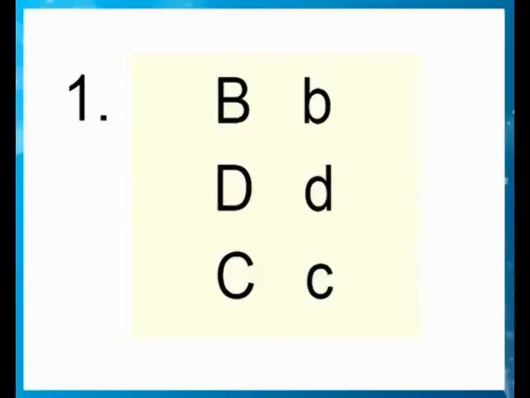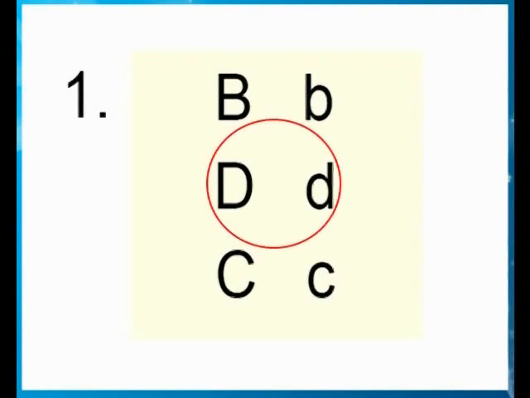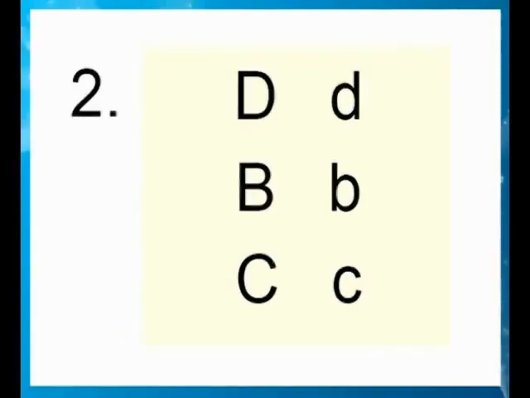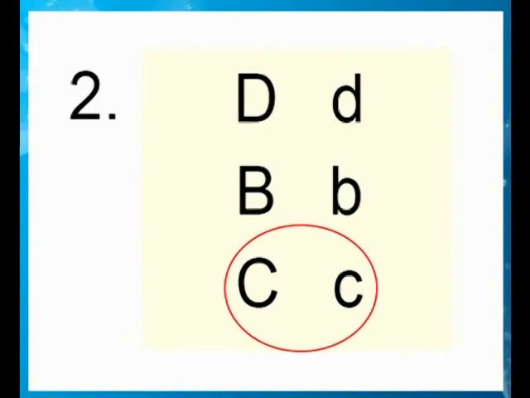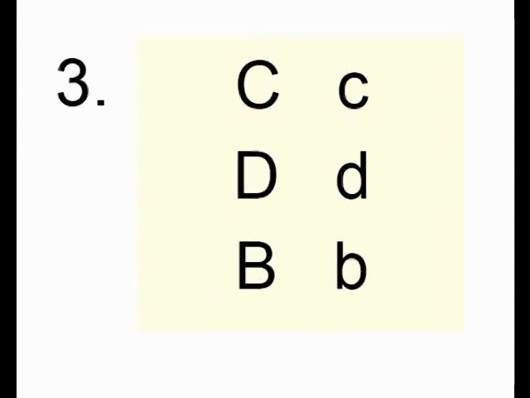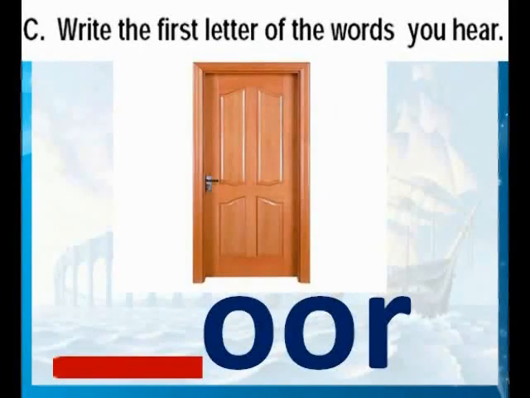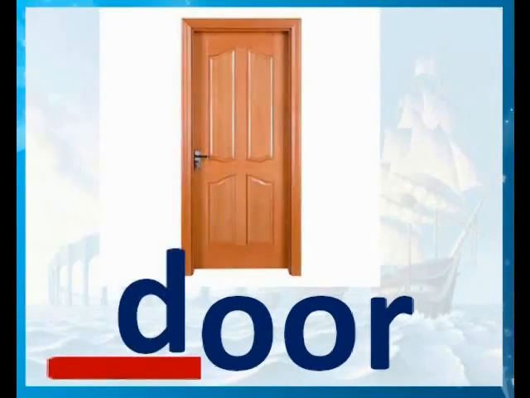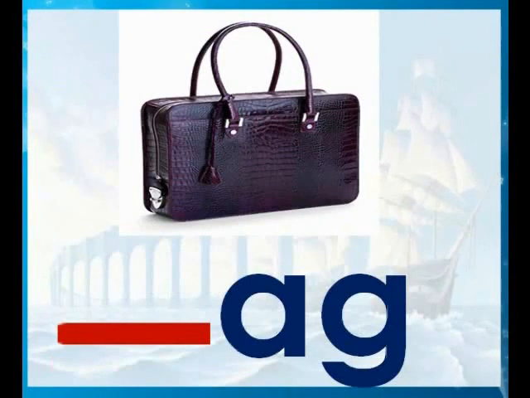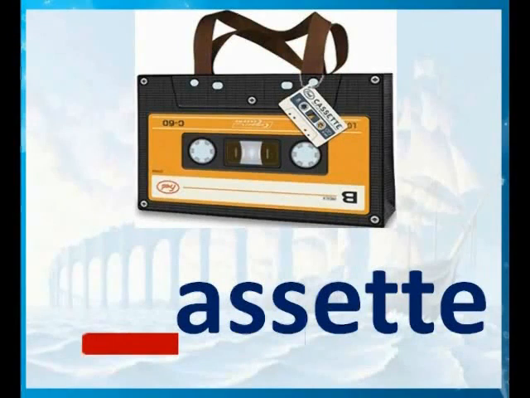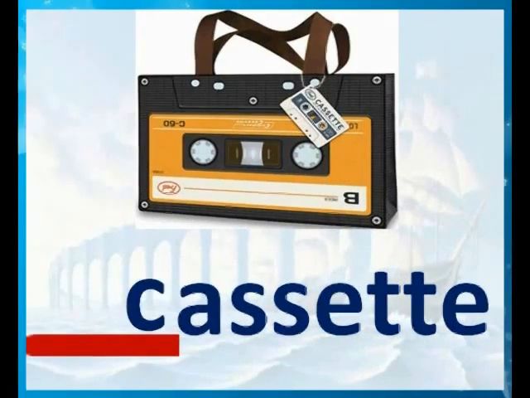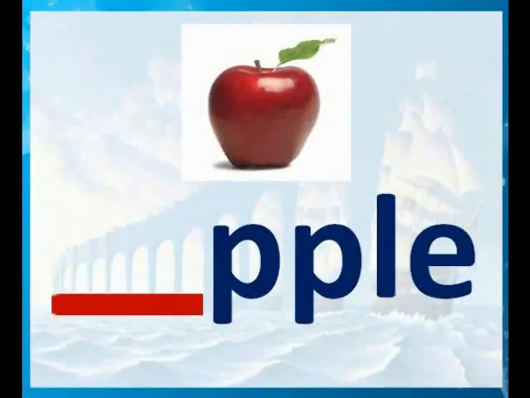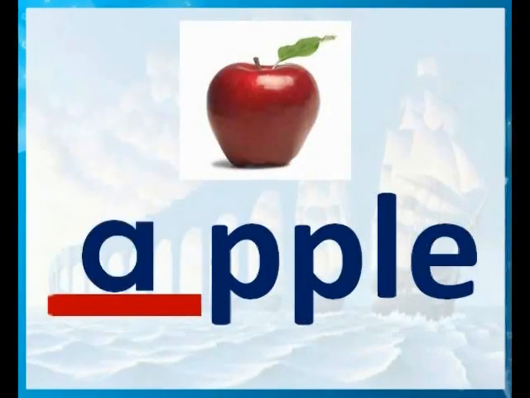Task B. Circle the letter for the sound you hear. 1, d. 2, k. 3, b. Task C. Write the first letter of the words you hear. 1, door. 2, bag. 3, cassette. 4, apple.